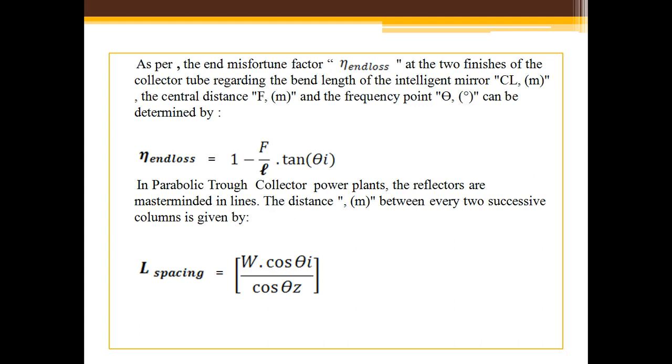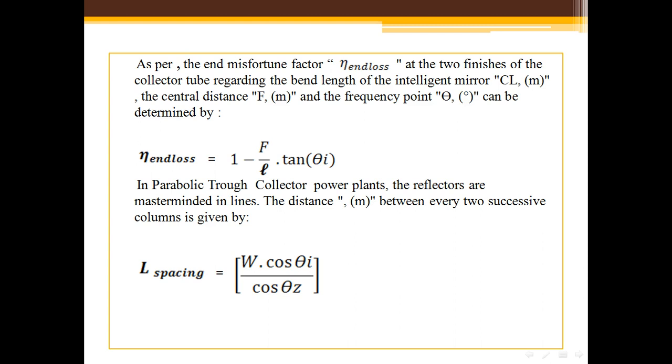In this slide, the end losses, this is to calculate the end losses factor at both ends of the receiver tube in terms of the curve length of the reflective mirror, the focal distance and the incidence angle can be calculated by focal distance, mirror length and tan incidence angle.